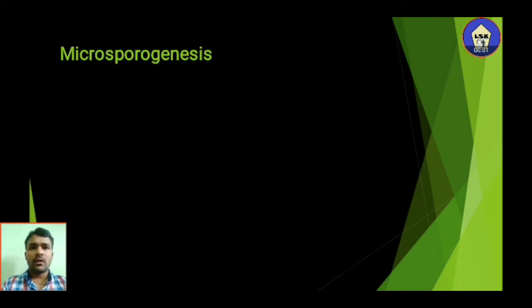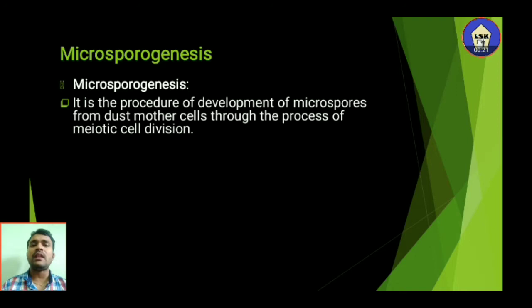Okay, now let us study microsporogenesis. So what is meant by microsporogenesis? The process of formation of microspores within the microsporangium by meiotic division is known as microsporogenesis. This process occurs within the anther. It is the procedure of development of microspores from the dust mother cells through the process of meiotic cell division. Dust mother cells are nothing but pollen mother cells.